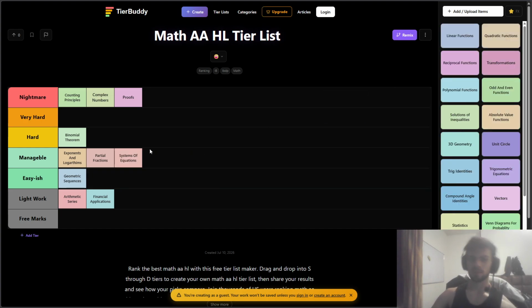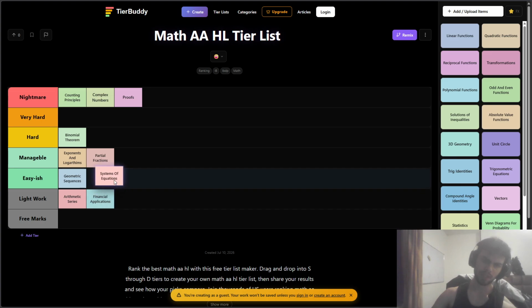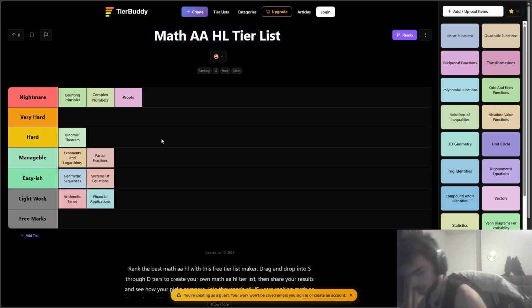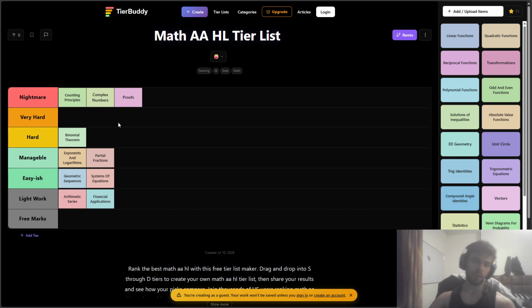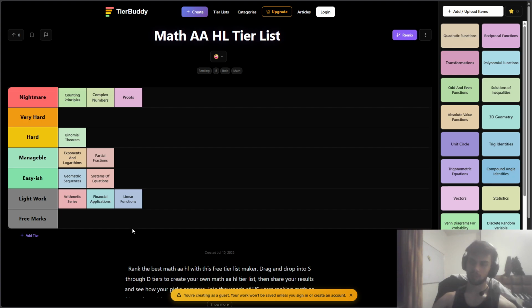System of equations: manageable, if not easy-ish. It's just a system of equations. You can do them by elimination or substitution. They're easy-ish. Linear functions, light work, not really that difficult. Quadratic functions.